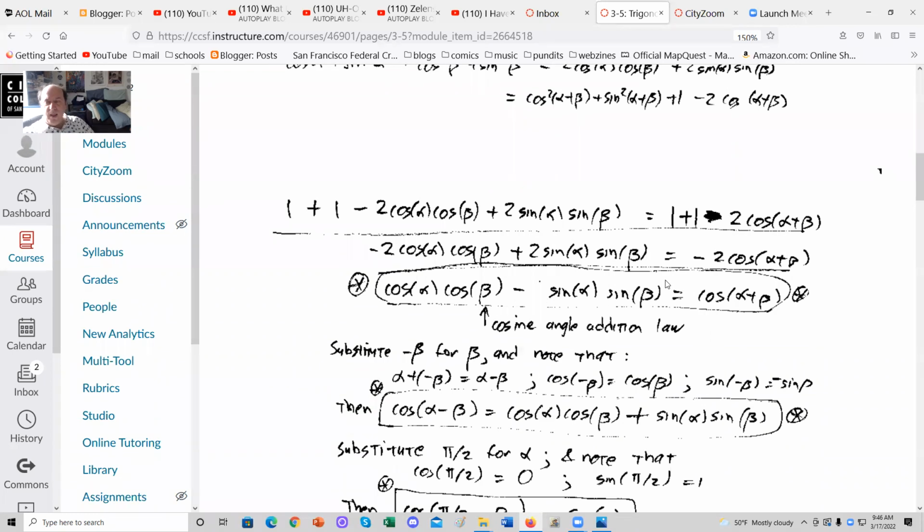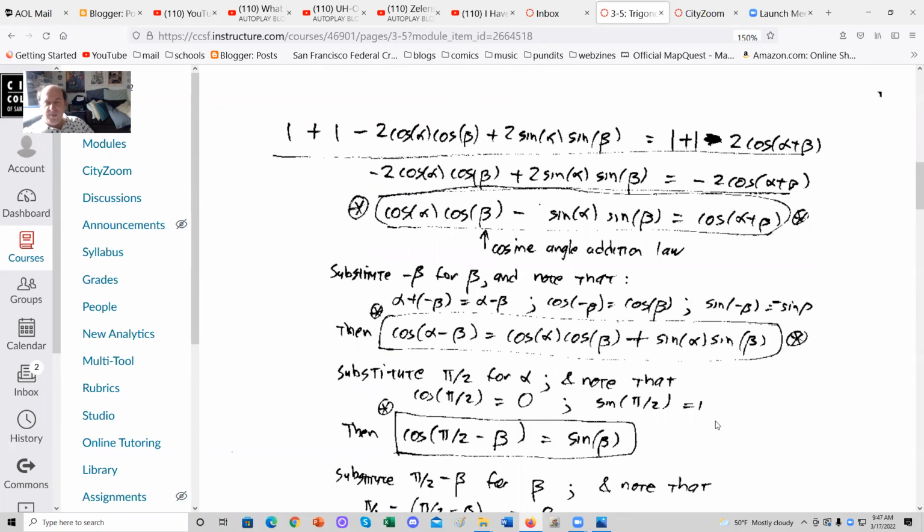Now, let's change this beta to a minus beta here and here and here. So alpha plus beta becomes alpha minus beta. Cosine of minus beta equals cos beta. Sine of minus beta is minus sine of beta. And when you do that, the angle addition law turns into this angle subtraction law. Cosine of alpha minus beta equals cos alpha cos beta plus sine alpha sine beta.